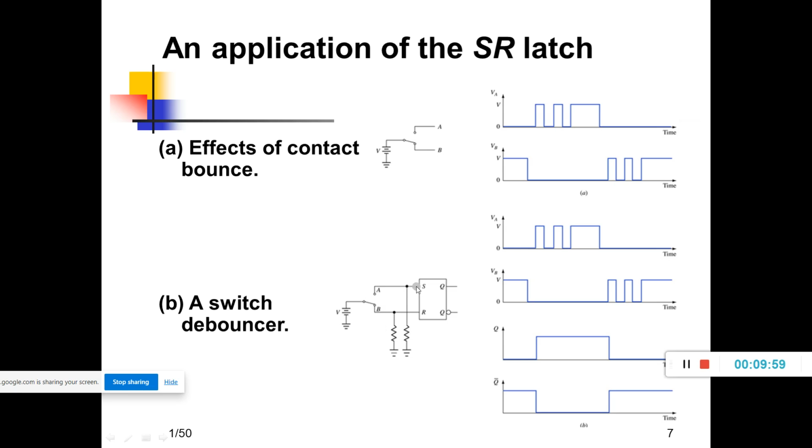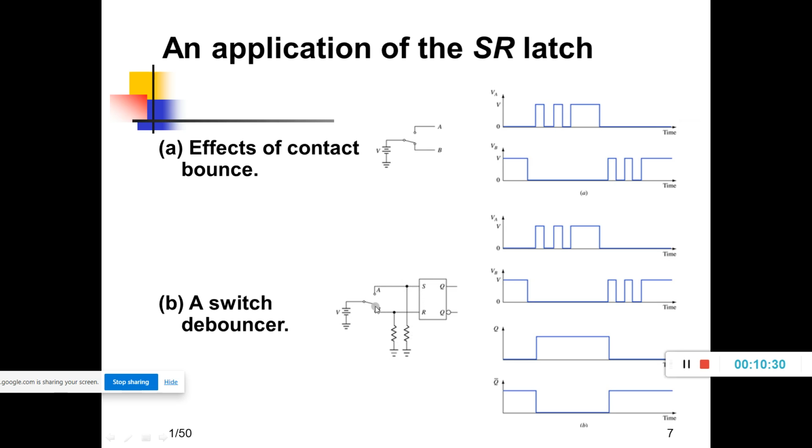So if A is 1, what happens now? S is 1. S means what? It will set the SR latch. Setting the SR latch means Q is 1, Q bar is 0. So how do you eliminate this contact bounce now? By using these pull down resistors, the S and R inputs are ensured to be connected to ground. That means they are in the previous state.